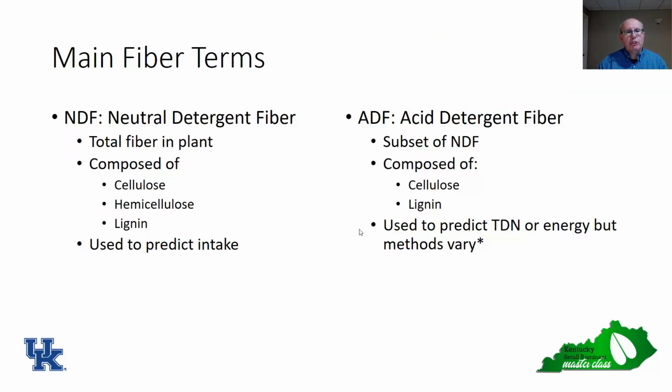So now we're going to focus on those two main forage terms, NDF, neutral detergent fiber, and ADF, acid detergent fiber. NDF is the total fiber in the plant, composed of cellulose, hemicellulose, and lignin, used to predict intake. ADF, acid detergent fiber, is a subset of NDF. Obviously, it's a part of the fiber composed of cellulose and lignin and used to predict TDN, or energy. But as I said, the methods that are used to predict TDN, or energy, will vary.